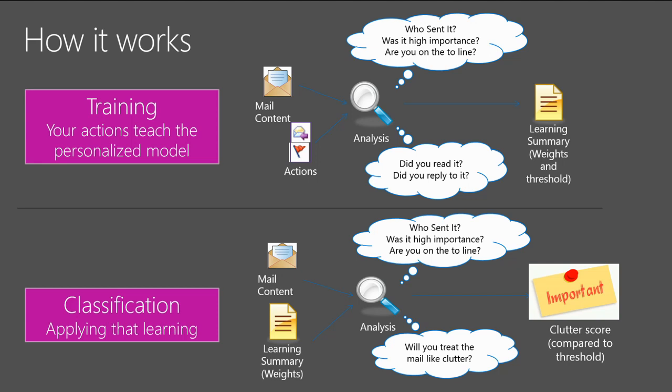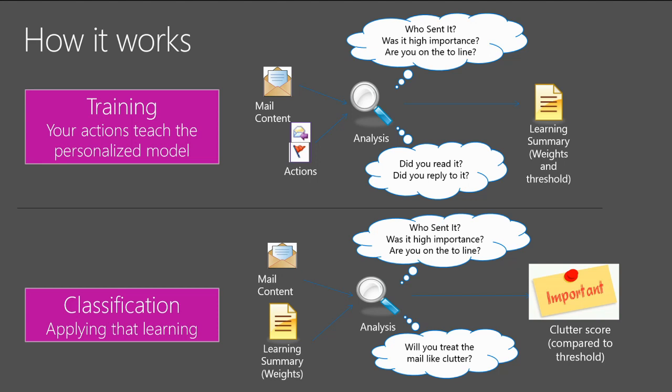What we basically look at is the email and specific features of the email. Who sent it? Was it high importance? Are you on the to line? How many senders are there? So we look at features of the email, and then we look at the actions that were taken on the email. Did you read it, or did you reply to it? Or did you just leave it unread and ignored? Did you leave it unread and delete it? In addition, did you move it to the Clutter folder?